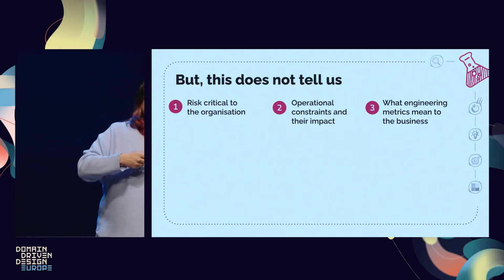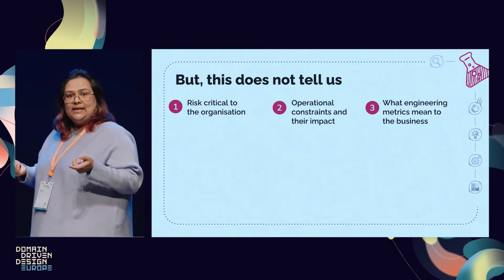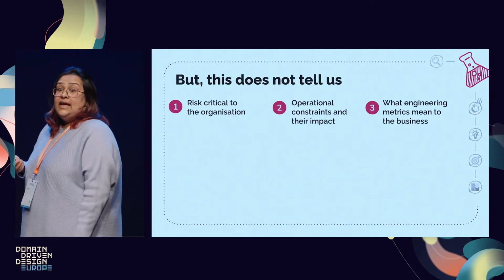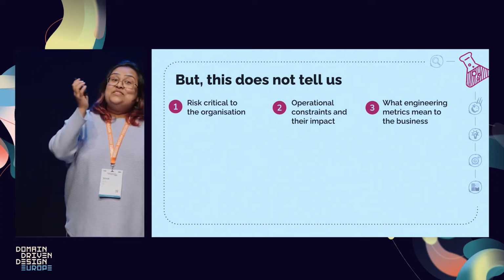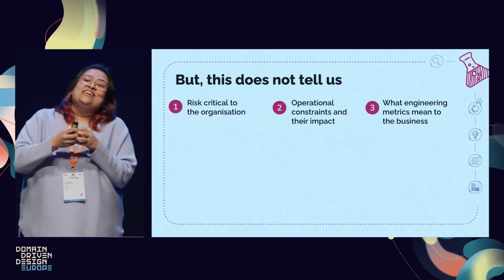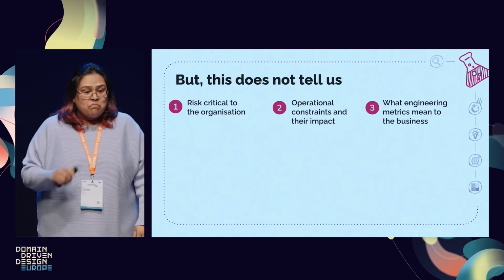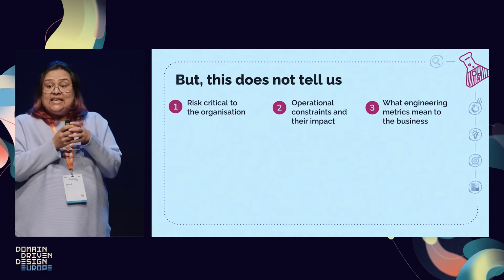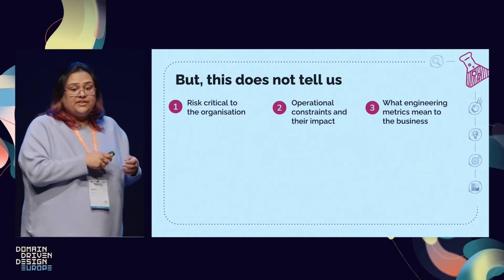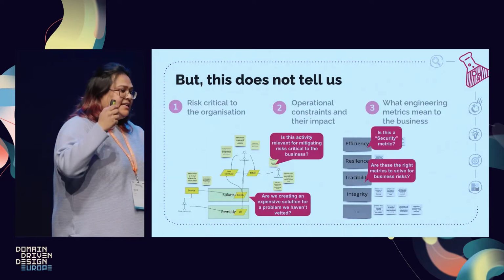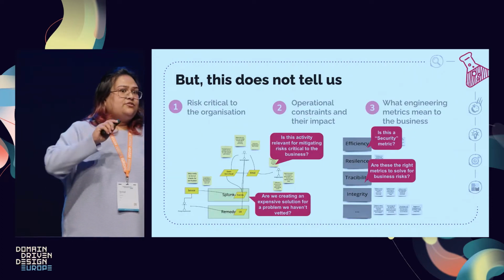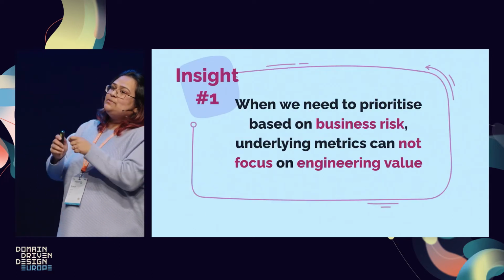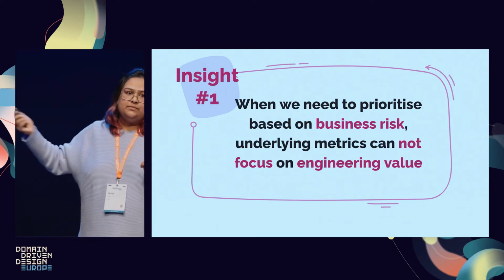But what we realized as we were analyzing one control at a time is that this does not talk to the risk at all. And like I mentioned, at the heart of security is an understanding of the business risk. This also does not talk about operational constraints and the impact these constraints have on security. And finally, engineering metrics are great, and I do not wish to undervalue them, but these metrics did not tell us what's important to the business.